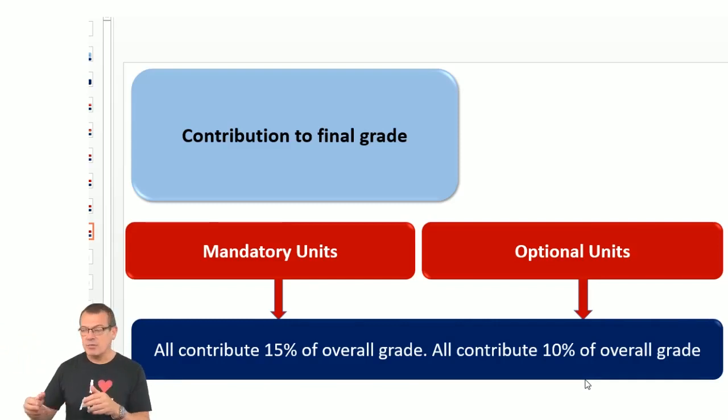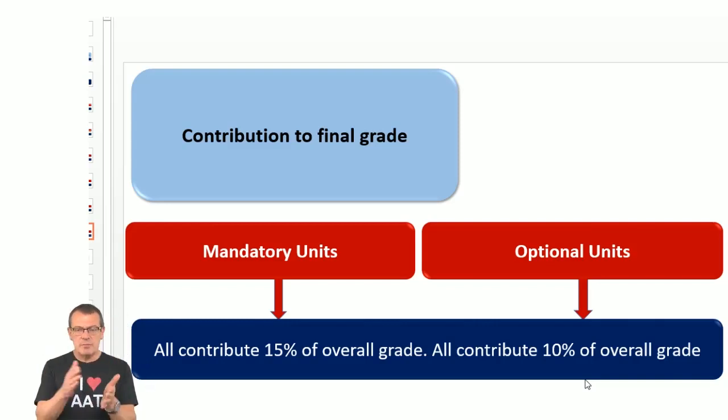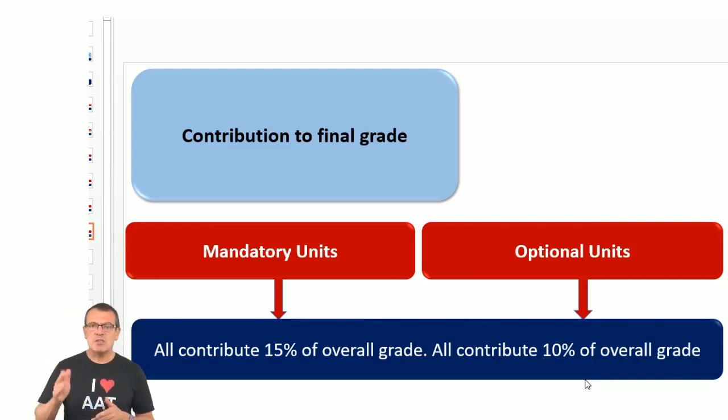You can multiply that out. That'll give you a figure. And then you do that for the units as it's run through. And in the end, you get an average, which drops you into one of the bands. Right? So 15% for all the core, 10% for the options.